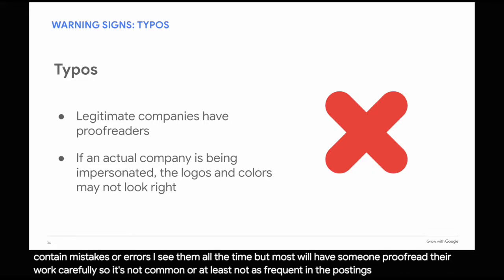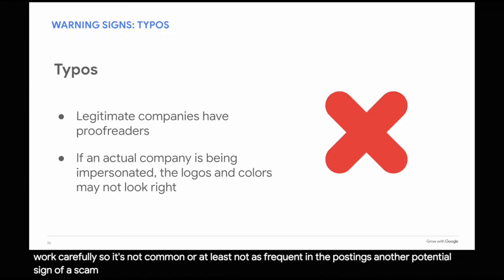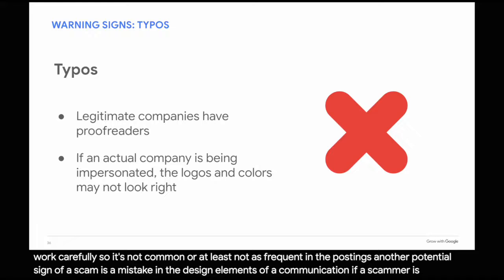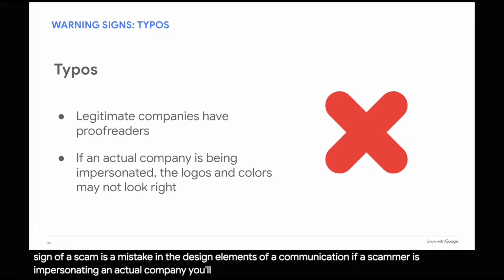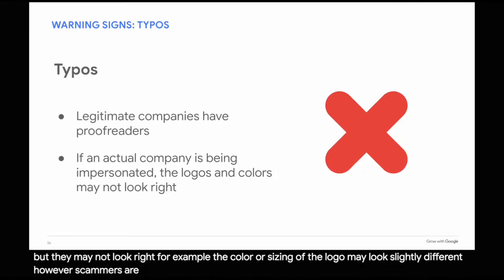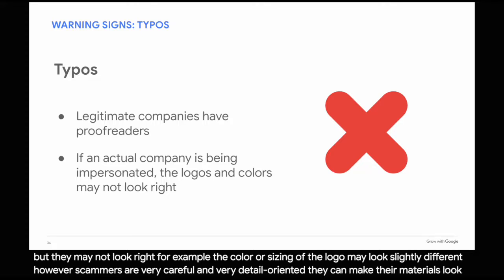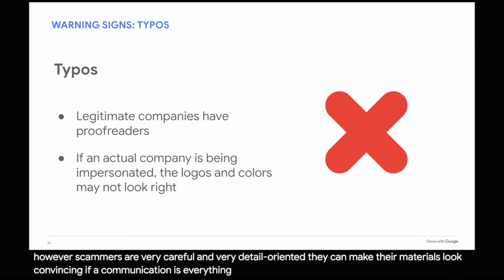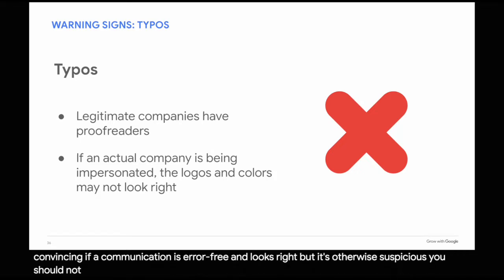Another potential sign of a scam is a mistake in the design elements of a communication. If a scammer is impersonating an actual company, you'll usually see the company's logo or other related images, but they may not look right. For example, the color or sizing of the logo may look slightly different. However, if scammers are very careful and very detail-oriented, they can make their materials look convincing. If a communication is error-free and looks right, but it's otherwise suspicious, you should not trust that it's legitimate.